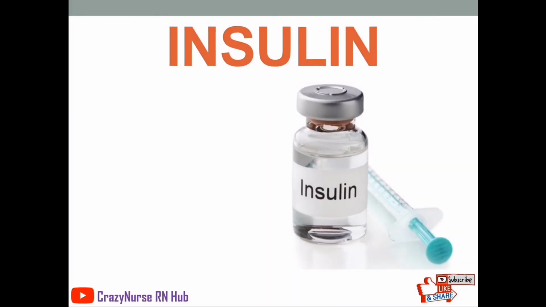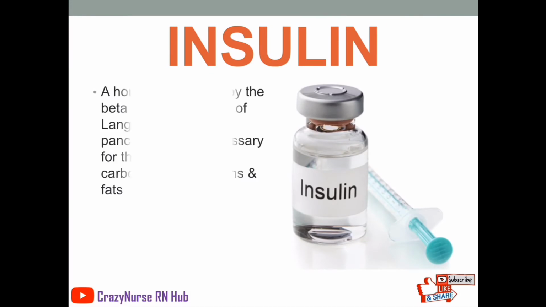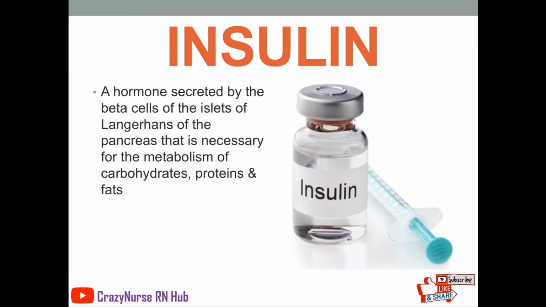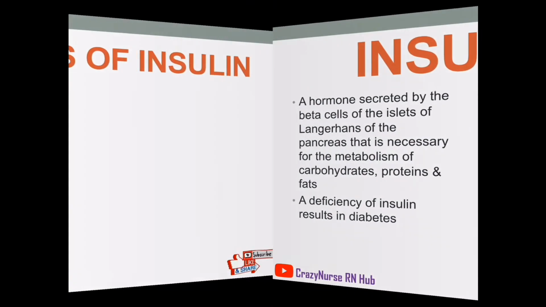Now let's discuss insulin. Insulin is a hormone secreted by beta cells, which are one of the 4 types of cells in the islets of Langerhans, in the pancreas. Insulin is an anabolic or storage hormone. A deficiency of insulin results in diabetes.